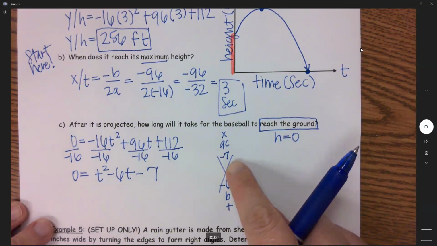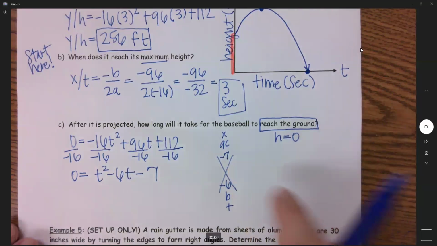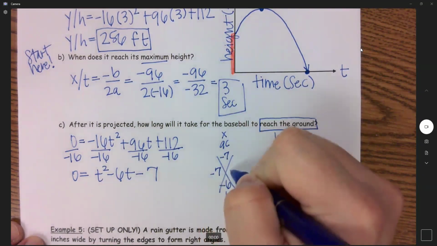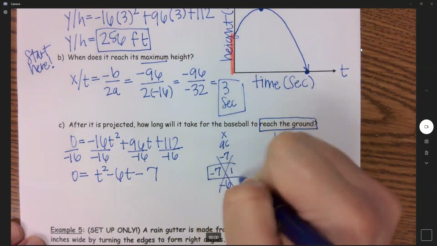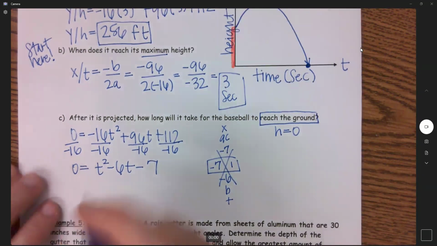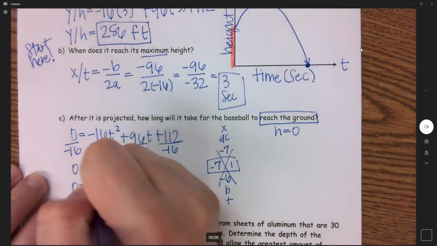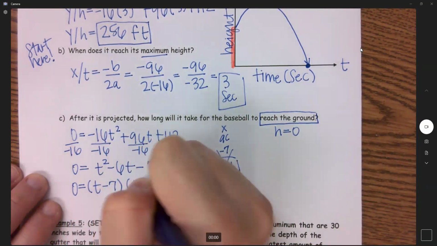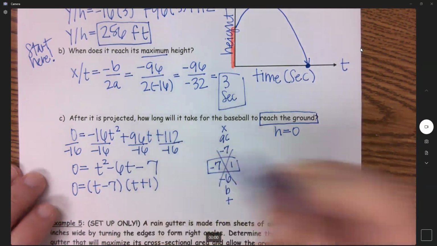It's negative 1 times 7, or 1 times negative 7. And because this is negative, my bigger number needs to be negative. So this will be 7 and 1. This is at least an easy trinomial. So that means it factors to t minus 7 and t plus 1.